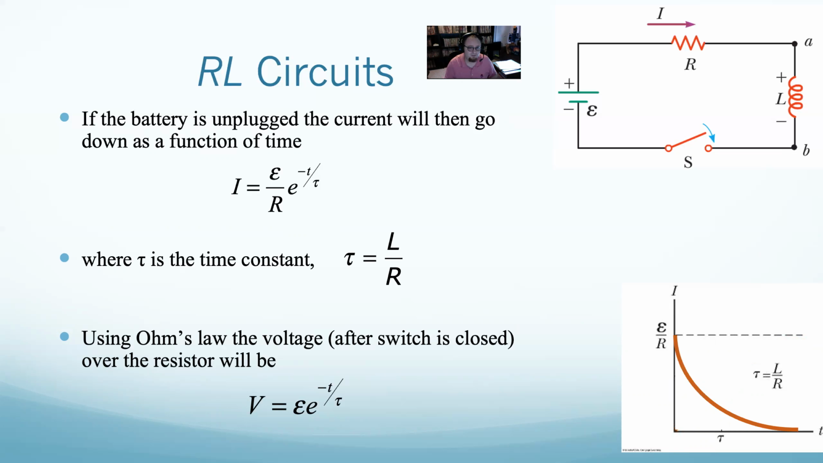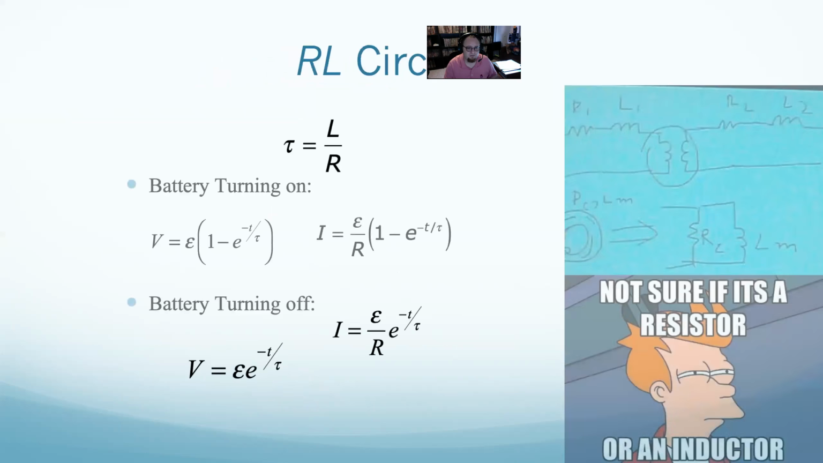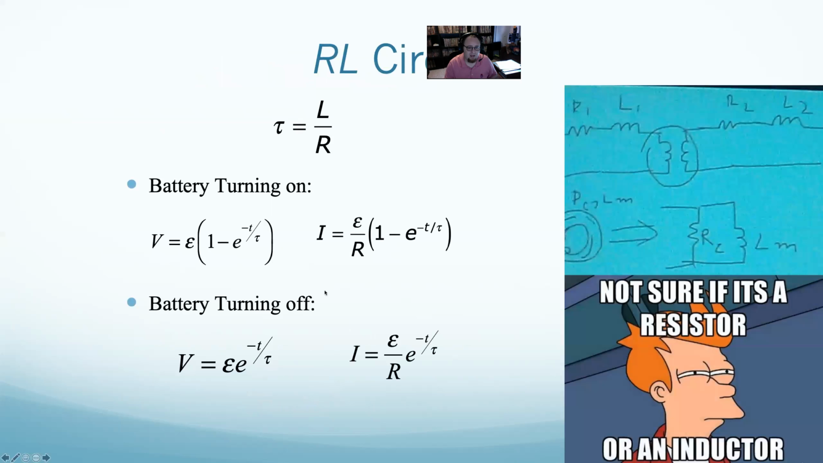So in general, in all our circuits, when the battery turns on, that's the voltage and current as a function of time. When the battery turns off, that's the voltage and current as a function of time.